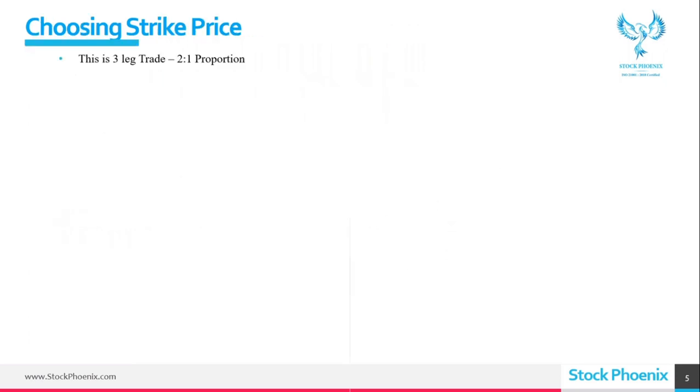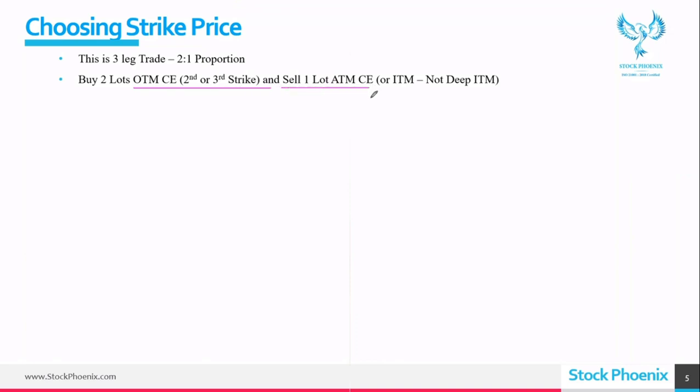Choosing the strike price. It's a three-leg option strategy in 2:1 proportion. First we should buy 2-lot OTM call. Only then should we sell 1-lot ATM call to get the margin benefit. It should not be deep ITM. It can be just ITM.